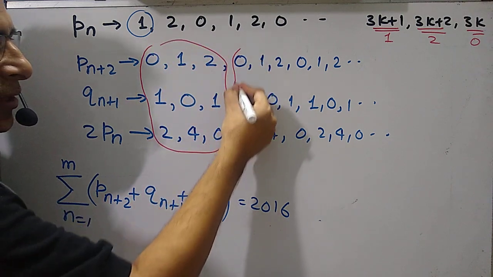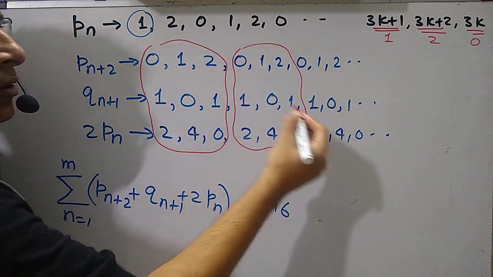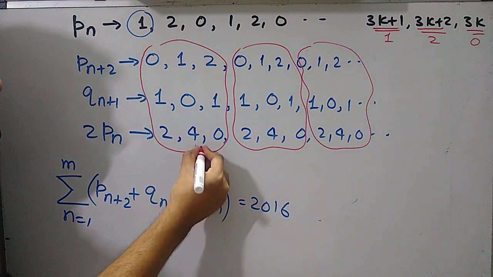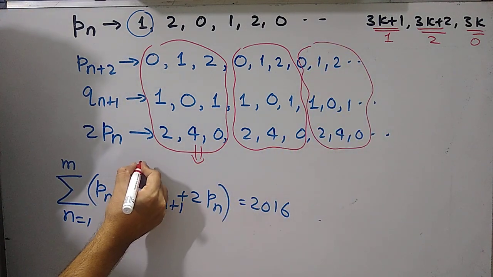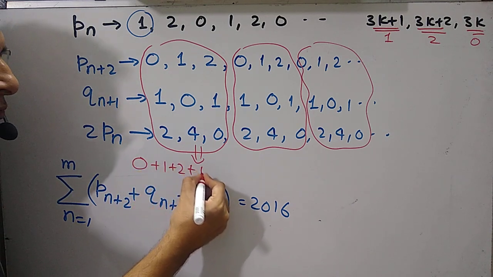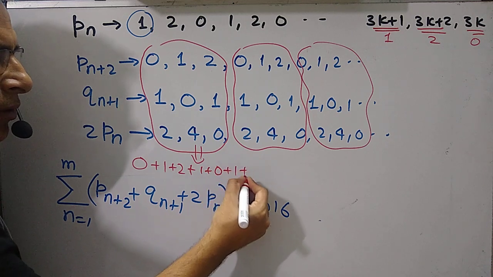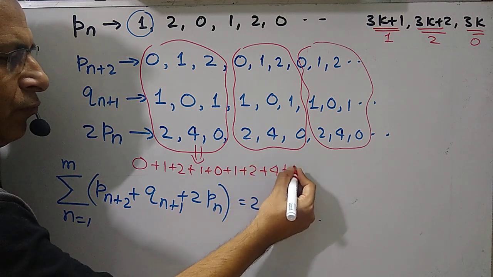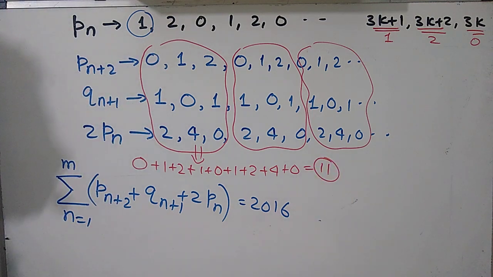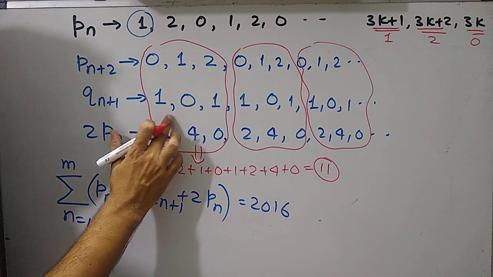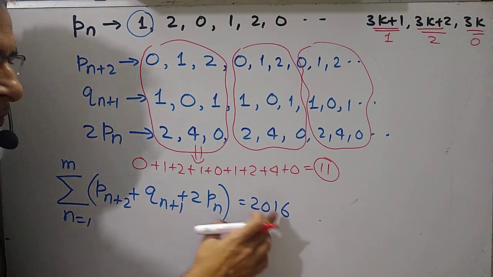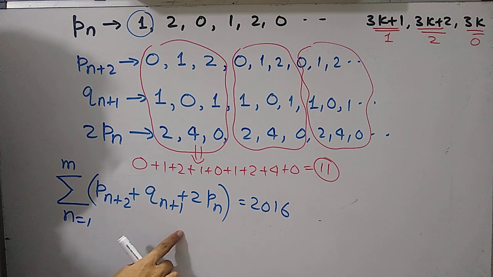So here we are observing that if you see this trio, this trio repeats again, then the next trio repeats again. So what is the sum of values of this trio? So we find 0 plus 1 plus 2 plus 1 plus 0 plus 1 plus 2 plus 4 plus 0, and this value is 11. So the value of one trio is 11, and we have to go to 2016.